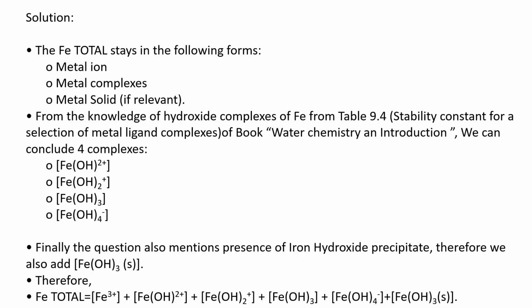We are using this book, Water Chemistry: An Introduction. From the knowledge of hydroxide complexes, from Table 9.4, stability constants for a selection of metal-ligand complexes, from this particular book. We mention this because we should know what complexes will be formed. So from this book we have taken these complexes. It's better to mention the source so that you can also understand what complexes will be formed. It's difficult to remember all the complexes, right? That's why we always use the appendix of any book, and we try to mention all those things.